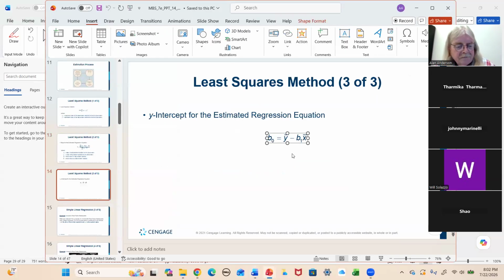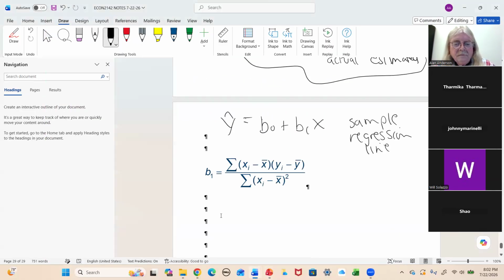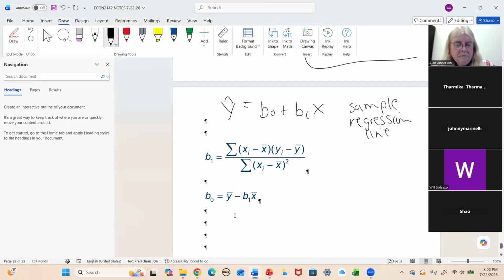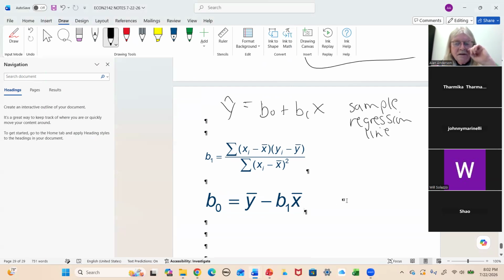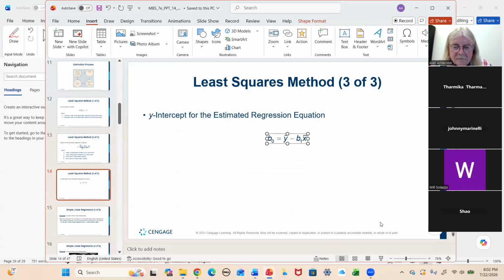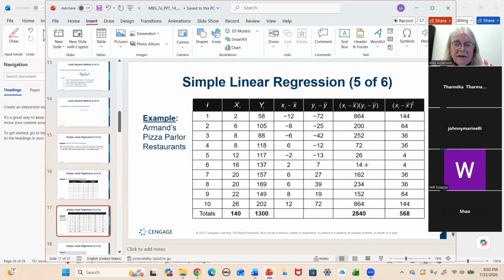Zero is here. So clearly you have to do B1 first. And then you've got your sample regression line. All right. Now, I think we're going to, oh my God, look at all that data that we need.